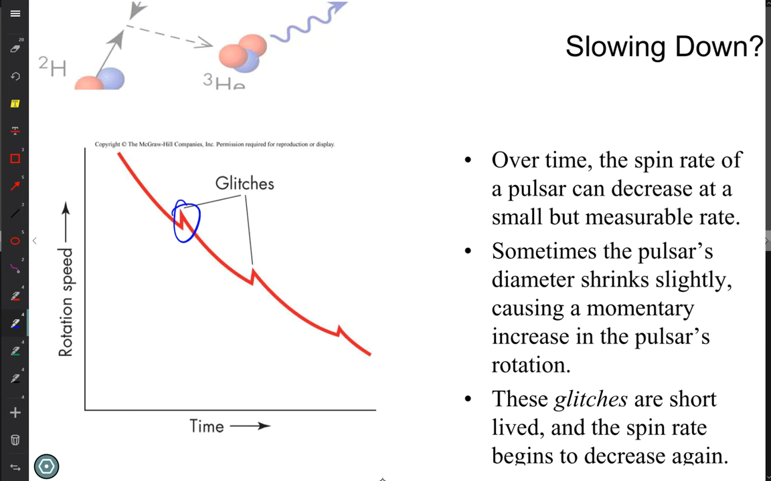We talked about these glitches. What caused those glitches according to theory? Those glitches are when it suddenly speeds up. It contracted. So now, and I think I have this on the next slide, but just to bring it up, as a general rule, over time, pulsars should slow down because they lose energy.